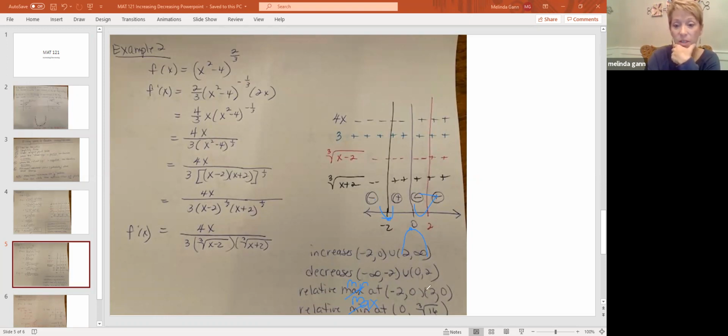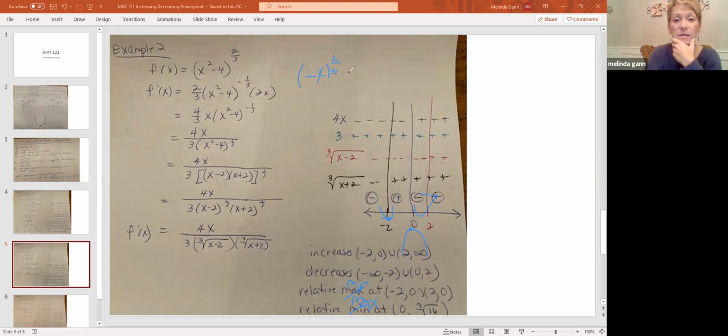All right, if I plug a 2 in there, 2 squared is 4. 4 minus 4 is 0. 0 to any power is 0. But now when I plugged in this 0, I had a -4 to the 2/3. Now, what in the world does that mean?